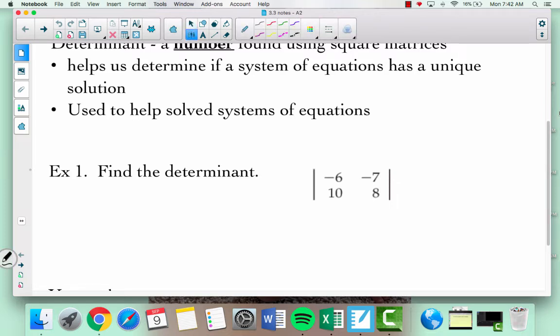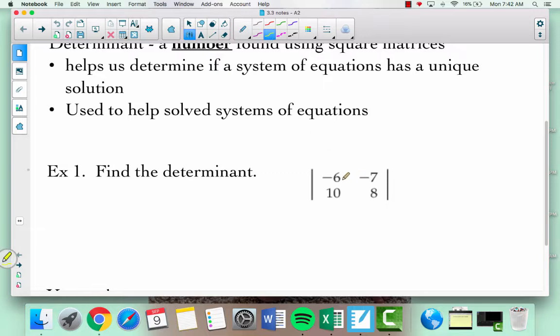So it says here, find the determinant. When we label the determinant, normally you're going to have these bars that look kind of like absolute value, but remember they're not absolute value symbols, so be very careful. Really all we're going to be doing is multiplying diagonals. That's going to be our main concept.